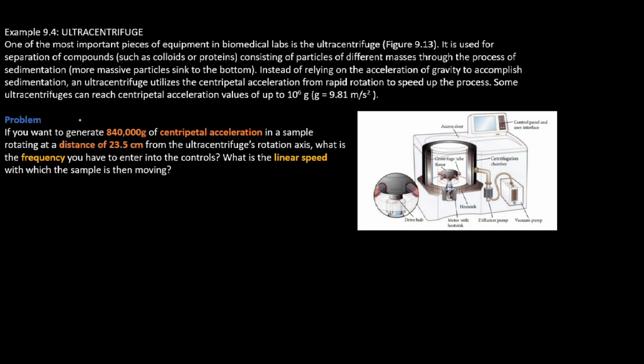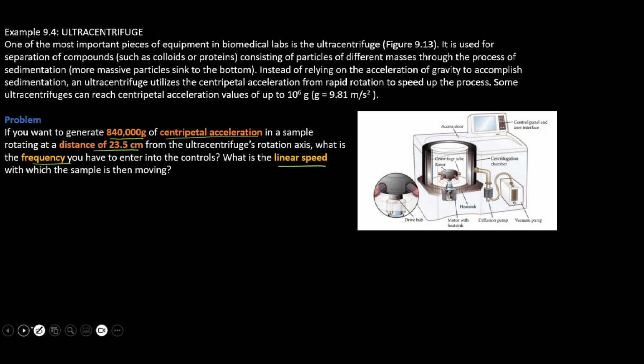Example 9.4 says: if you want to generate 840,000 g of centripetal acceleration in a sample rotating at a distance of 23.5 centimeter from the ultracentrifuge rotation axis, what is the frequency you have to enter into the controls? What is the linear speed with which the sample is then moving?